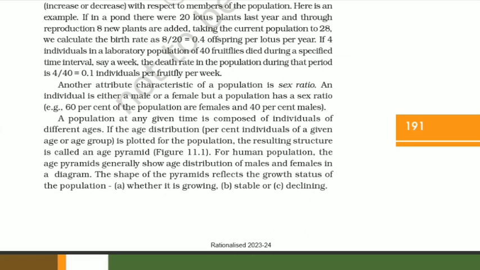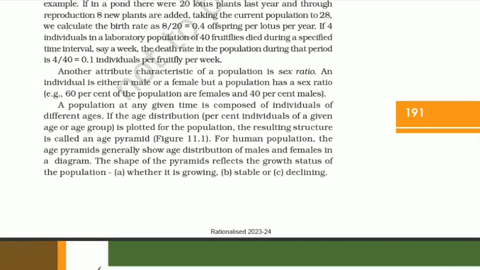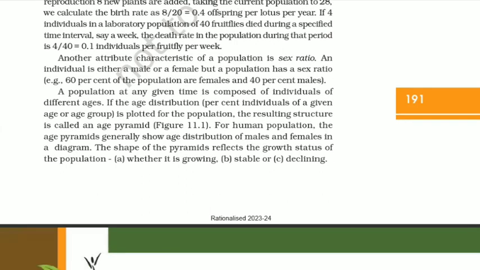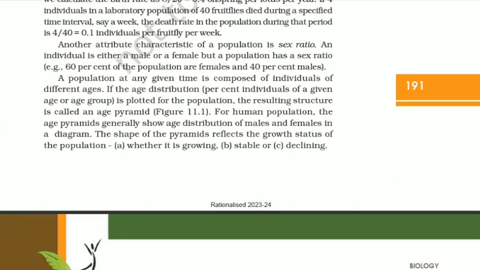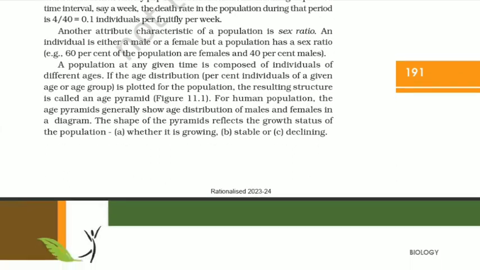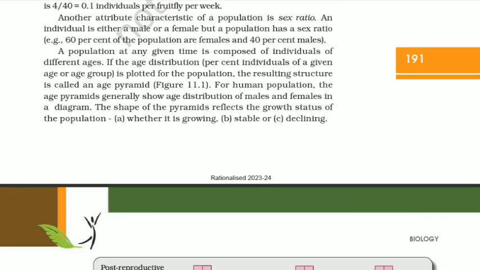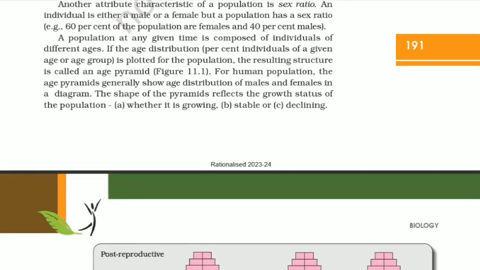Here is an example. If in a pond there were 20 lotus plants last year and through reproduction 8 new plants are added, taking the current population to 28, we calculate the birth rate as 8 divided by 20, which is equal to 0.4 offsprings per lotus per year. If 4 individuals in a laboratory population of 40 fruit flies died during a specified time interval, say a week, the death rate in a population during that period is 4 by 40, that is equal to 0.1 individuals per fruit fly per week.